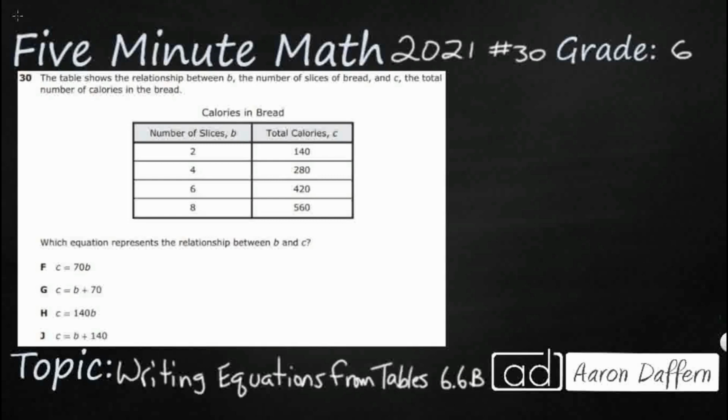Today we are looking at the 6th grade concept of writing equations from tables. This is standard 6.6b in the great state of Texas, and we are using item number 30 off the 2021 released STAAR test. If you have not done so already, please go ahead and take a moment to pause the video, work this problem out on your own, unpause it, and then we will look at our answers together.